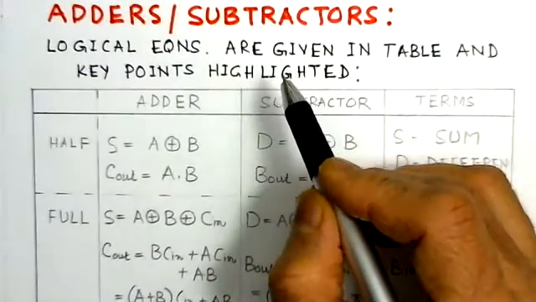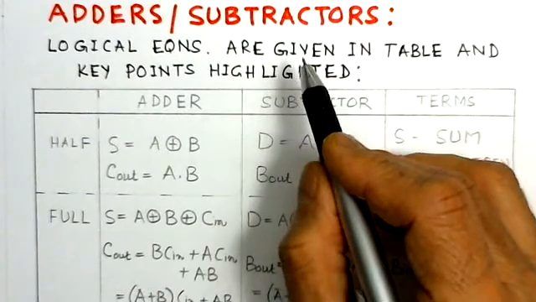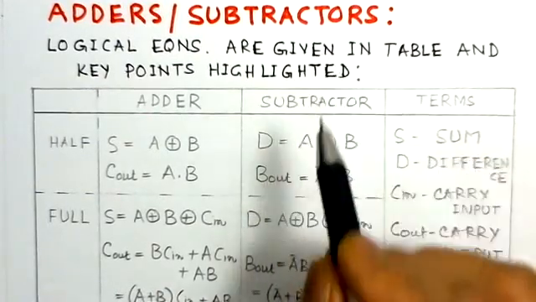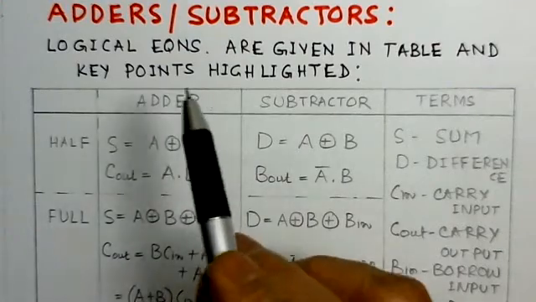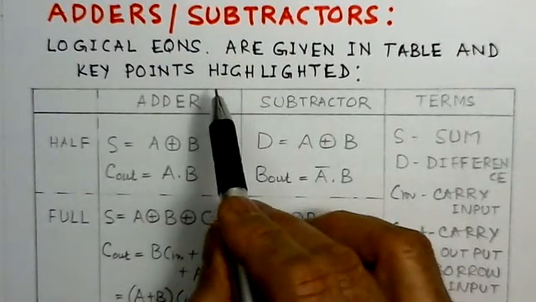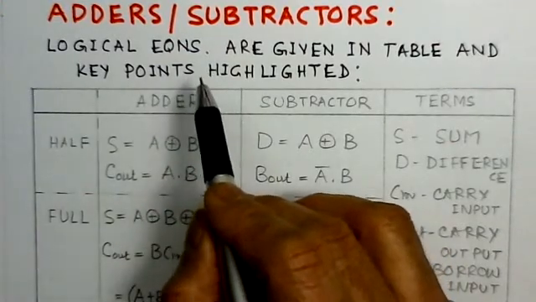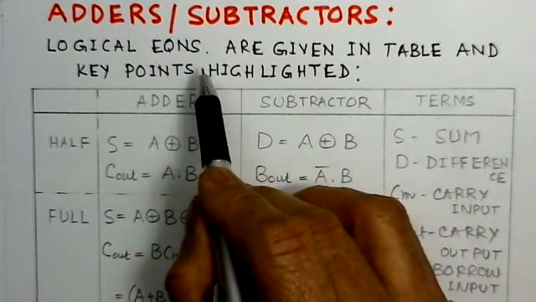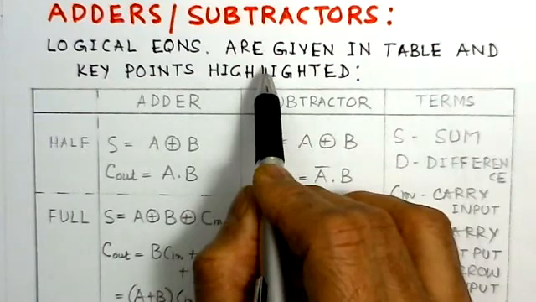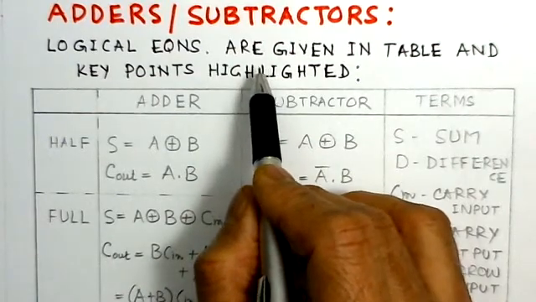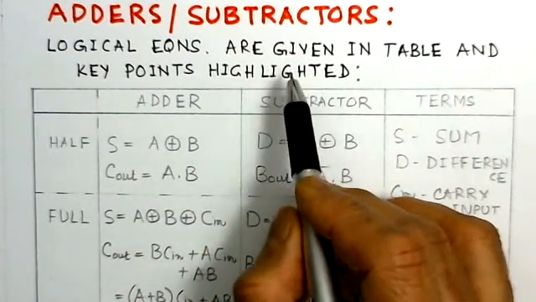Now we see the adders and subtractors. We'll try to compare them together and see how these adders and subtractors would help us in giving the solution to some GATE problems.